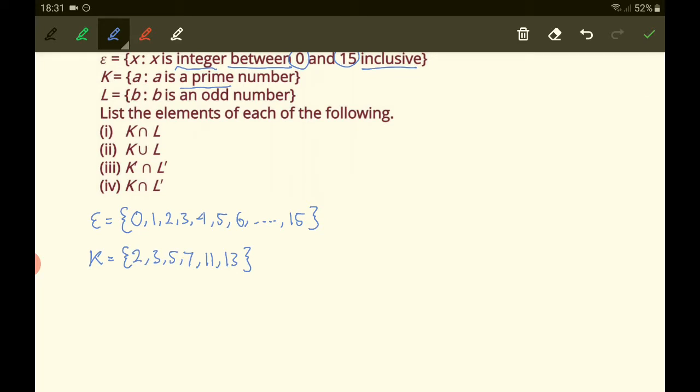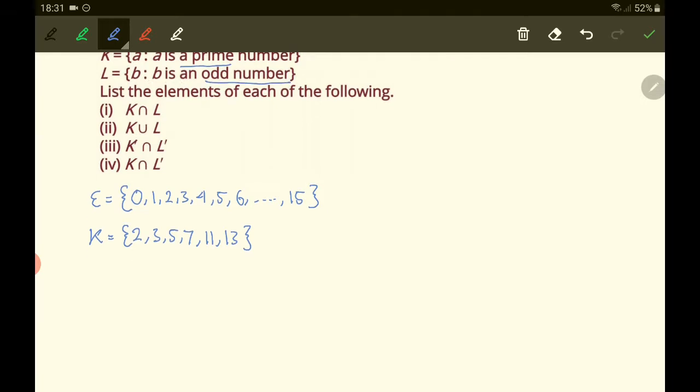Because K cannot exceed the universal set. Now L is b, where b is an odd number. So L here is equal to odd numbers, starting from 1, and then 3, 5, 7, 9, 11, 13, and then 15. This is the last odd number; we cannot exceed the universal set. So this is K and L we already got. Then let's go to the questions.